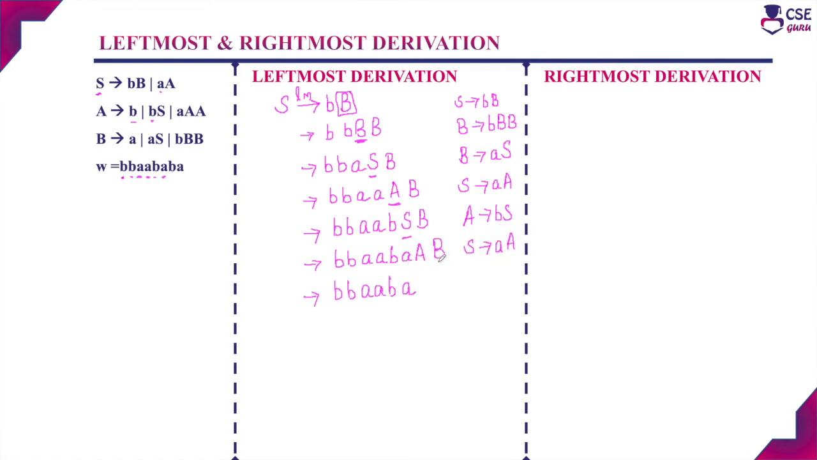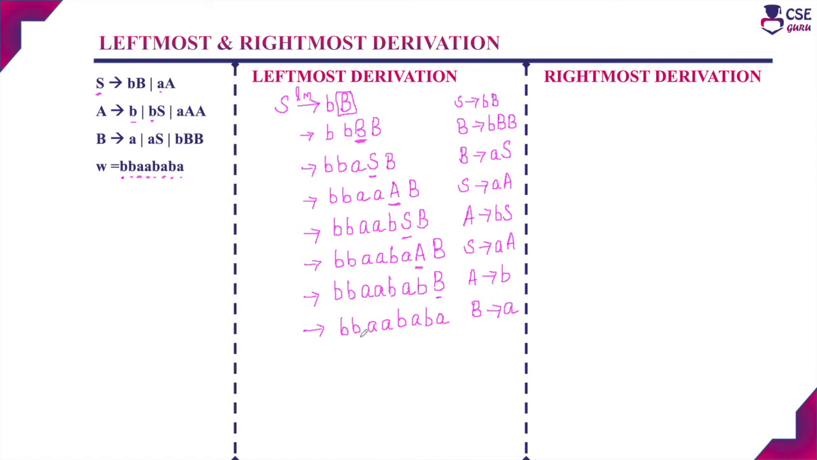There are two non-terminal symbols. Choose the leftmost non-terminal and apply the production rule. The next input we have to get is B, so we will apply the production rule A tends to B. Next, only one non-terminal symbol is there and the next input we have to get is A, so apply the production rule B tends to A. Now we have derived the string BBABABA using leftmost derivation.